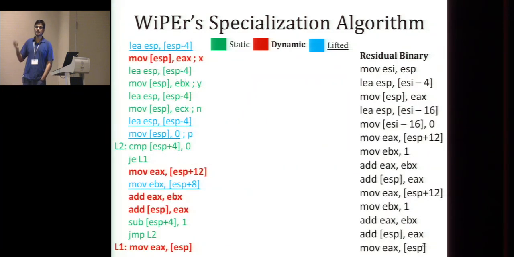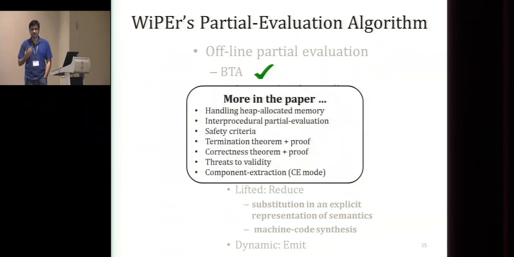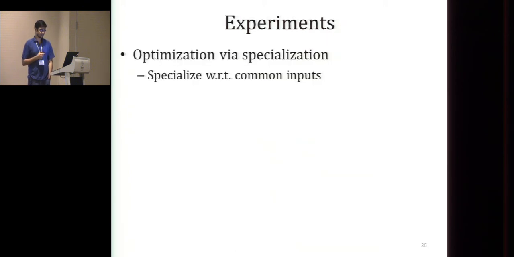As we can see, this binary does not contain specialization time addresses residuated as constants. However, static non-address quantities are still residuated as constants, and that's the desired behavior. So that concludes the specialization section, and more information on topics such as safety criteria, theorems, and threats to the validity of our approach can be found in our paper. So let's move on to experiments.